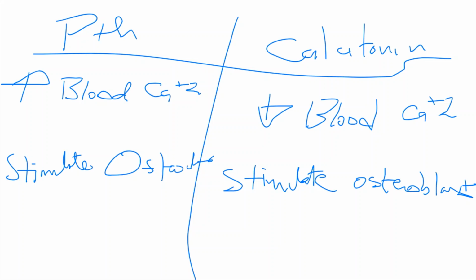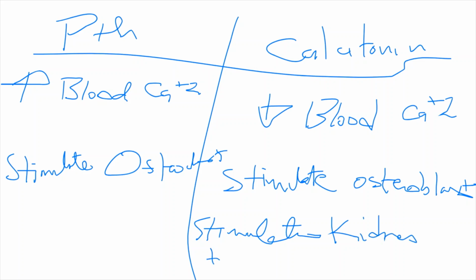But another thing that calcitonin does, in the big picture, to decrease the blood calcium is that it stimulates the kidney to get rid of calcium through the urine. Okay, so we see that as well. So it stimulates the kidney to excrete, I mean to get rid of calcium in your urine. So these are two functions of calcitonin: stimulate osteoblasts and stimulate the kidney.